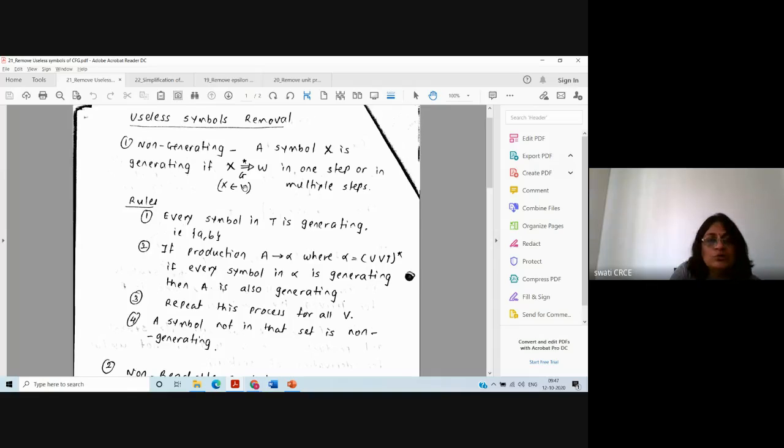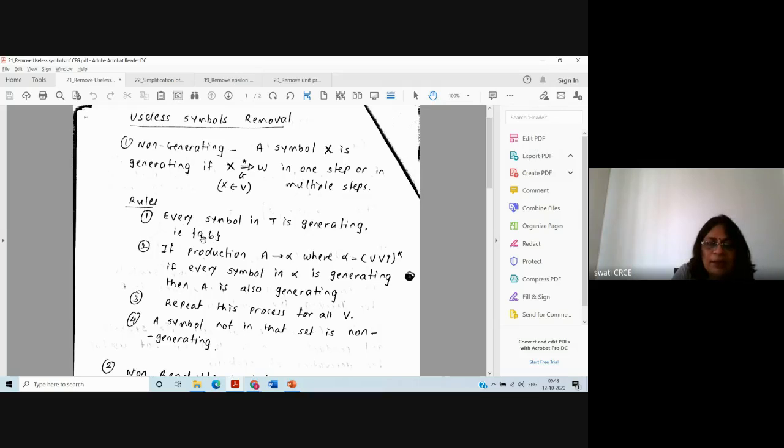Okay. To remove the symbols from capital V, we have to identify first all generating symbols. So how to do that? We say that capital T contains the terminal symbols which are used in formation of the strings of the language. So we assume that symbol A and symbol B are generating symbols. Then identify any capital letter which generates this A or B or a combination of A's and B's. So that variable will also become part of the generating set.